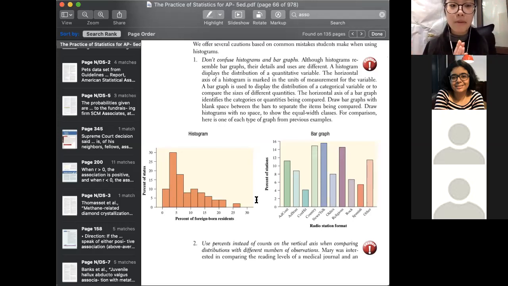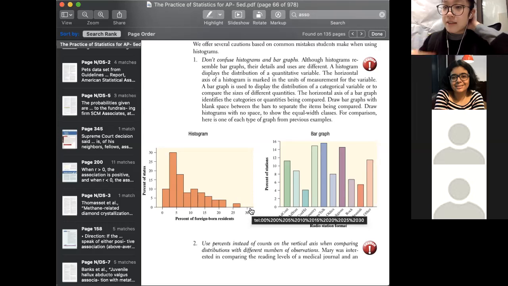The shape can be uniform, unimodal, symmetric, skewed to the right, or skewed to the left. This is skewed to the right. To determine whether it's skewed right or left: if the tail points to the right, then it's skewed to the right. If the tail points to the left, then it's skewed to the left.